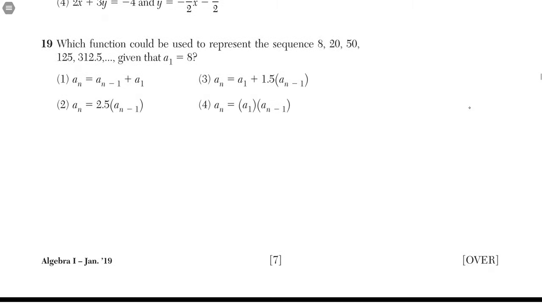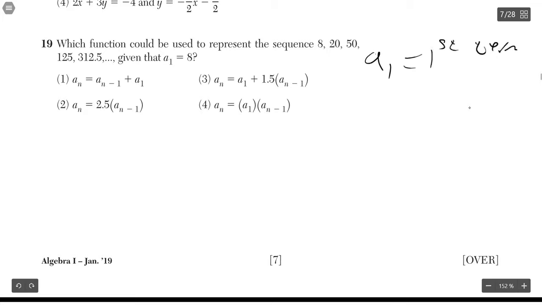Okay, so the sequence is 8, 20, 50, blah, blah, blah. Okay, so what this means is a sub 1 means the first term. A sub n means the nth term, meaning, let's say a sub 2 would be the second term. Now, a sub n minus 1 essentially means the previous term.